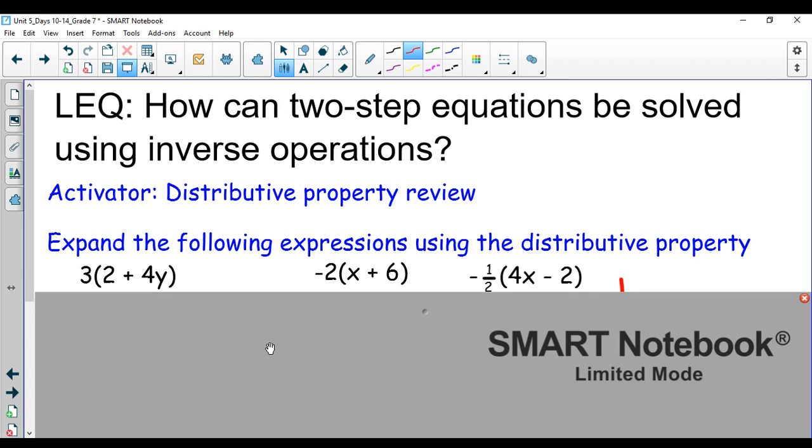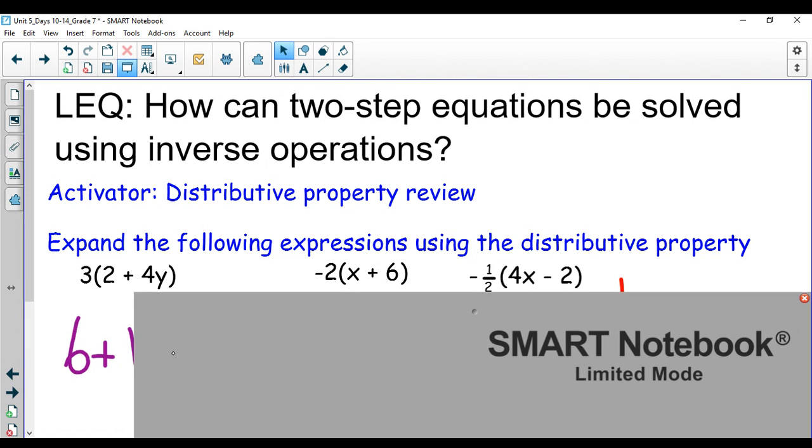Okay, so hopefully you have paused the tape and have these distributed. The one on the left is the easiest one because we're dealing with all positive numbers. When you distribute, you take the outside number and you multiply it by both inside values. So 3 times 2 is 6, 3 times 4y is 12y.